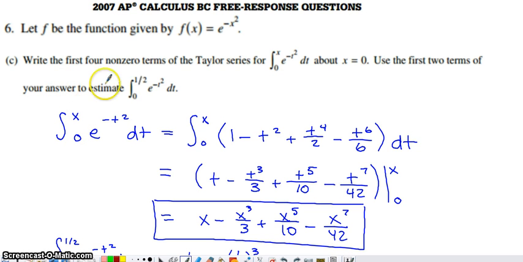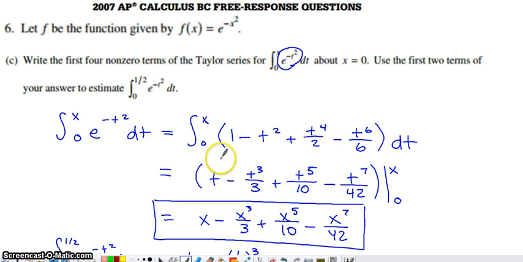In part C here, they want us to write out a new Taylor series. They want the first 4 non-zero terms of the Taylor series for this definite integral. Well, what we have is a Taylor series for this expression. So if we just put that Taylor series in place of e to the negative t squared. Now you will notice I changed the variable, right? The variable here is t. The variable in our series from part A was x. So I've just replaced the x's in the series from part A with t's. This would be 4 non-zero terms.